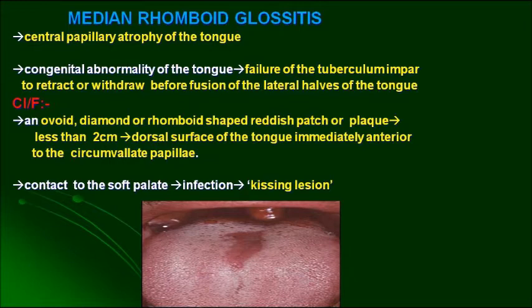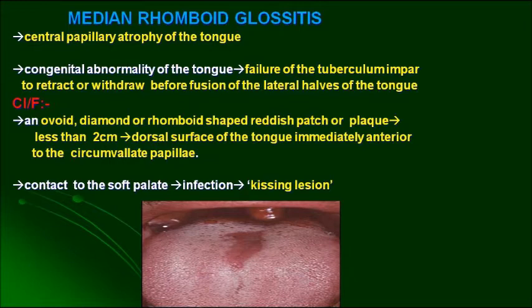It is due to the failure of the tuberculum impar to retract or withdraw before the fusion of the lateral halves of the tongue. As the tongue fuses during development, the tuberculum impar should withdraw. When this doesn't happen, it results in a depapillated central portion, which is diamond or rhomboid shaped and less than 2 centimeters in size.